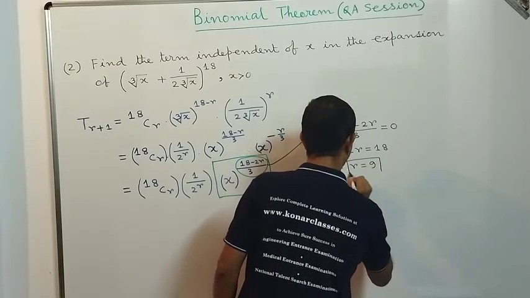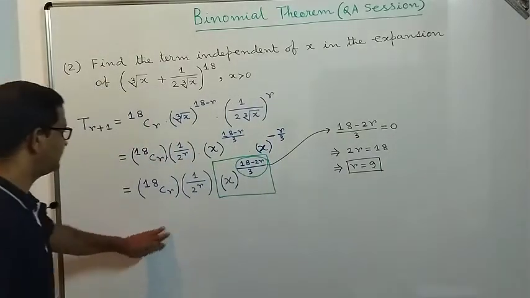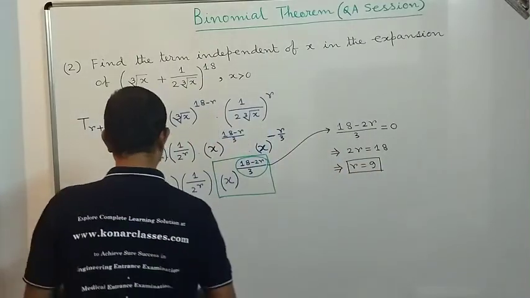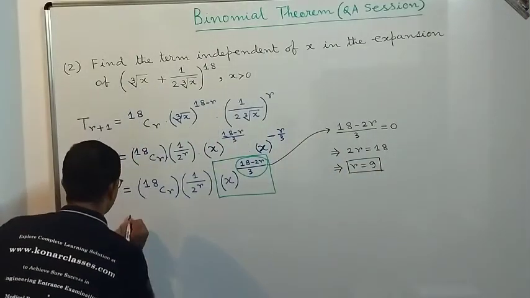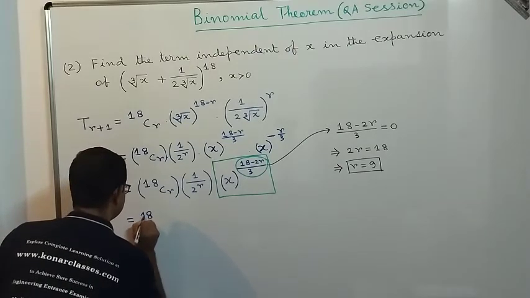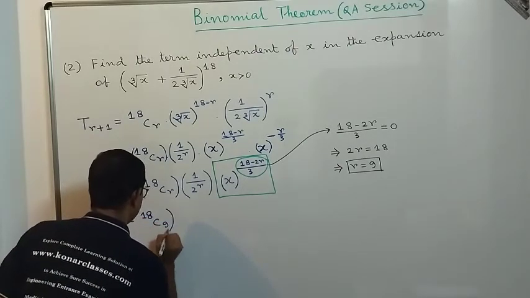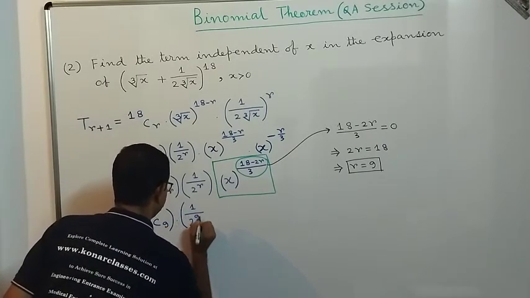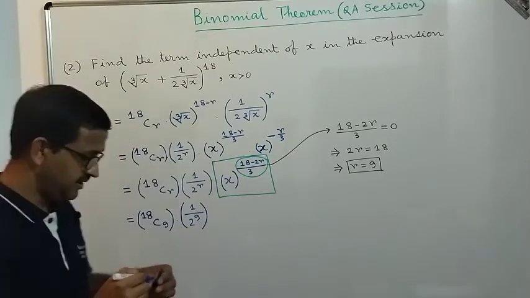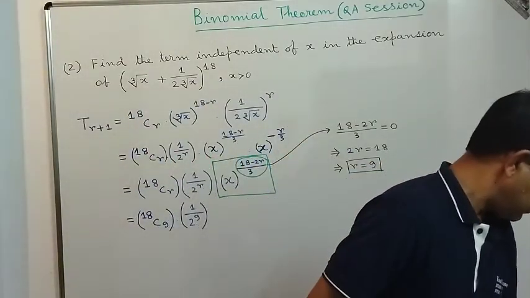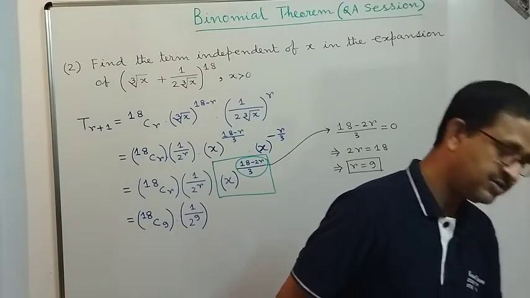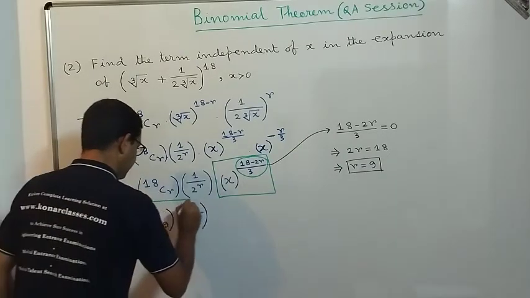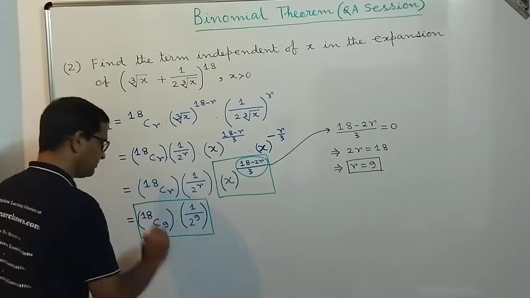So the moment we get the value r equal to 9, it is easier for us to find the term which is independent of x. And what is that, dear students? Here we apply the value r equal to 9. So 18C9 into 1 by 2 to the power 9. This is the term independent of x. And by the way, though it is not asked in the question, this is the 10th term.